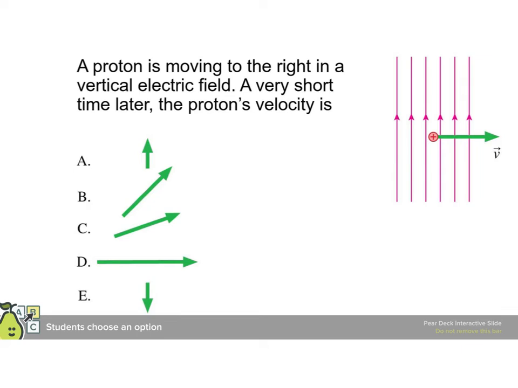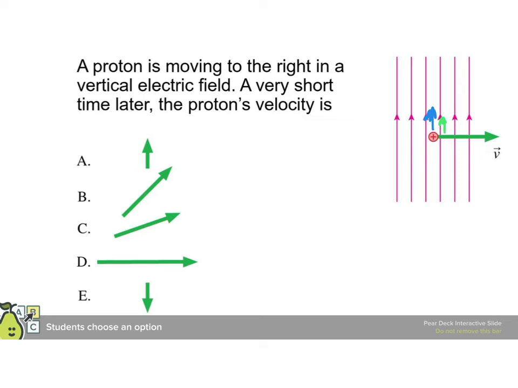All right, a proton is moving to the right in a vertical electric field. A very short time later, the proton's velocity points in which direction? Again, remember, being a proton and being positive, it's going to feel a force which is upward. So it's going to gain some amount of velocity which is upward. They say a very short time later, meaning not a lot of time for it to gain that velocity.